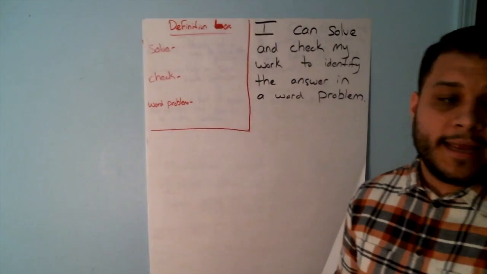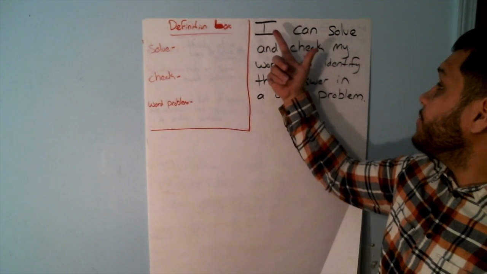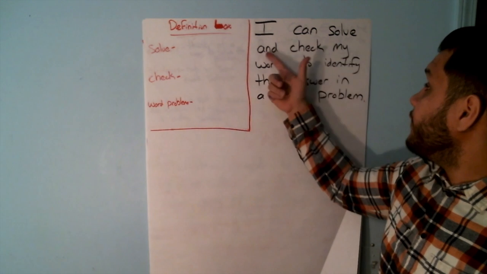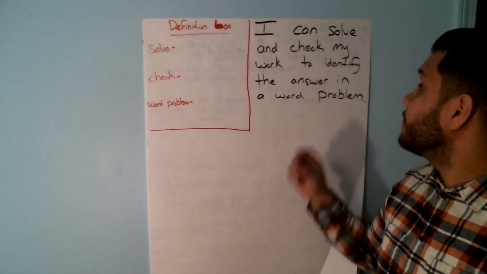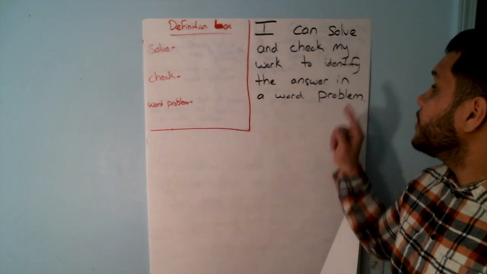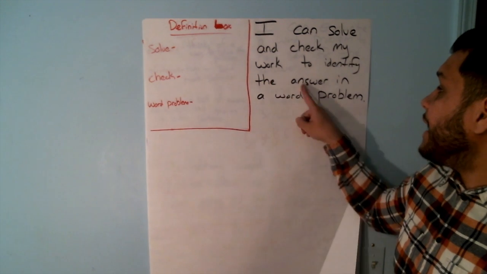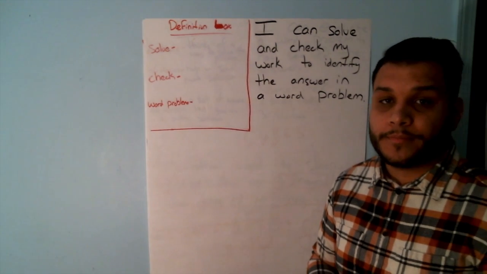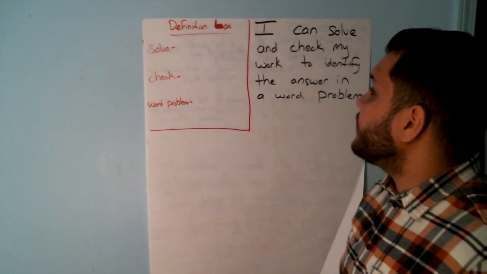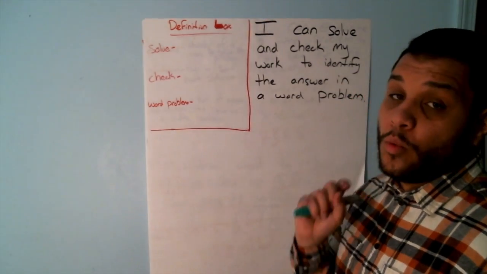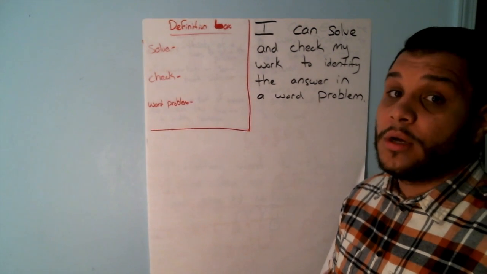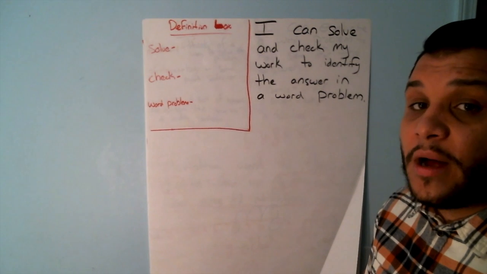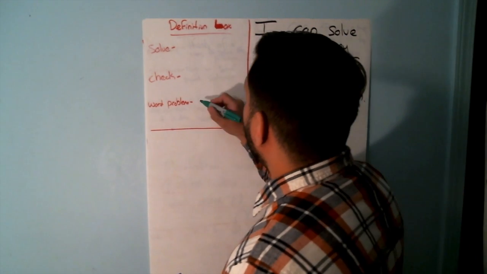Today our I can statement says, repeat after me, I can solve and check my work to identify the answer in a word problem. So in our definition box, we have 3 words. One of those words I know we should already be able to define. Word problem. A word problem, say it with me because I know you know it.